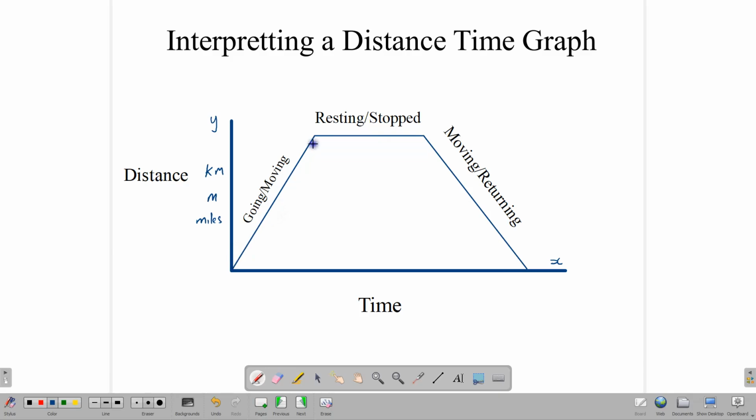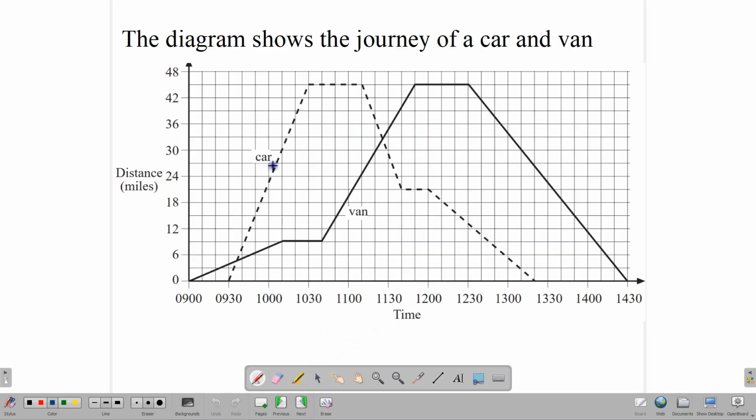The slanted line in this direction means going. The flat line means that the thing has stopped or is resting. And the line going back is the line moving in the opposite direction, as in going back to where it came from. Now let's talk about this in terms of two vehicles.